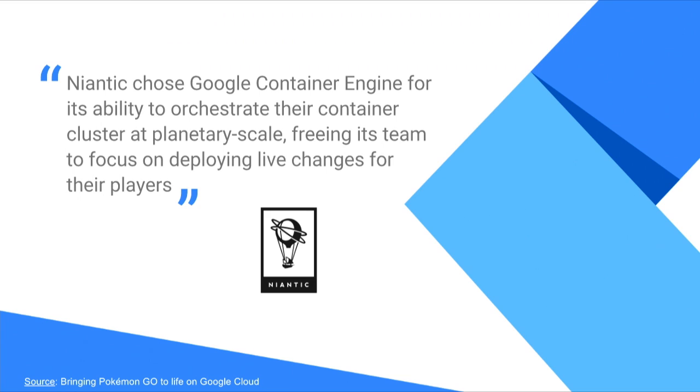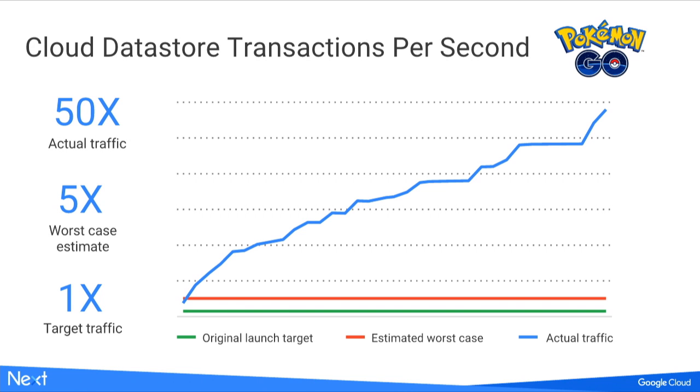And Niantic was a big story for us, very exciting last year. They chose Google Container Engine for its ability to orchestrate their container clusters at planetary scale. What was interesting about it is that when they thought about planetary scale and planned everything, they missed what planetary scale actually is. We can see what they thought the target traffic would be, what they planned for, right? So they planned for 5 times that, and then we can see what the actual traffic was. And for us, this was also amazing.